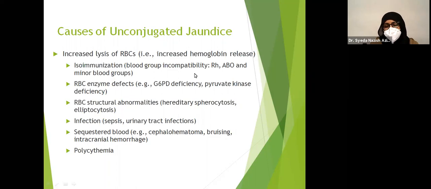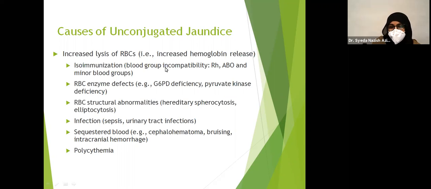ABO incompatibility is the most common one. It happens if the mother has O group with the serum containing anti-A and anti-B antibodies. These IgG antibodies get transferred through the placenta to the neonates and lead to degradation of RBCs, giving rise to all the hemoglobin degradation products, including the unconjugated or indirect bilirubin.